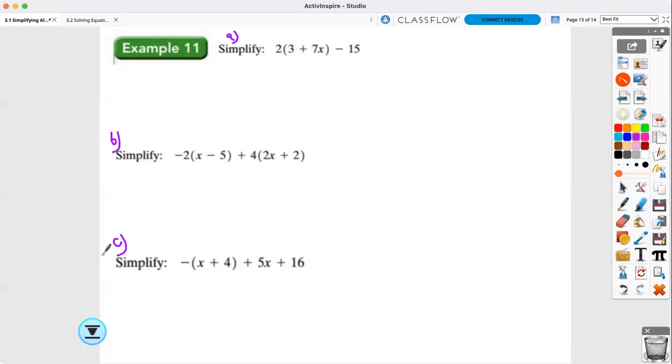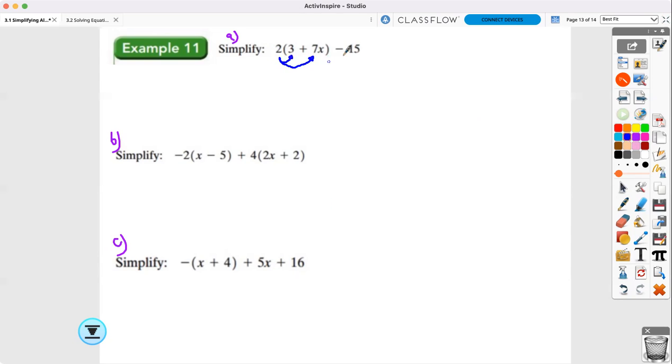So quick question, class. As you're writing example 11A, the 2 parentheses 3 plus 7x minus 15, can we combine like terms before we distribute, or do we need to distribute first and then combine? What's your mind telling you? What do you think? My gut, distribute, then combine. Yeah, that's what I was gonna say. Excellent. Distribute and then combine. That is correct. We're gonna go ahead and distribute the 2. So I'm gonna get started. So 2 is gonna be distributed to the 3 and to the 7x.